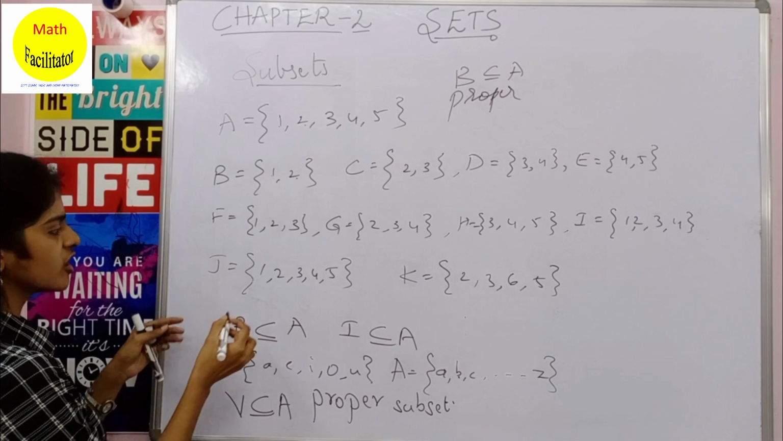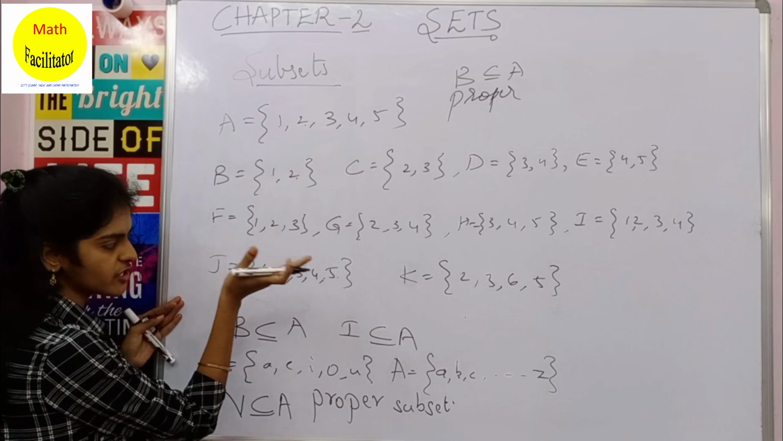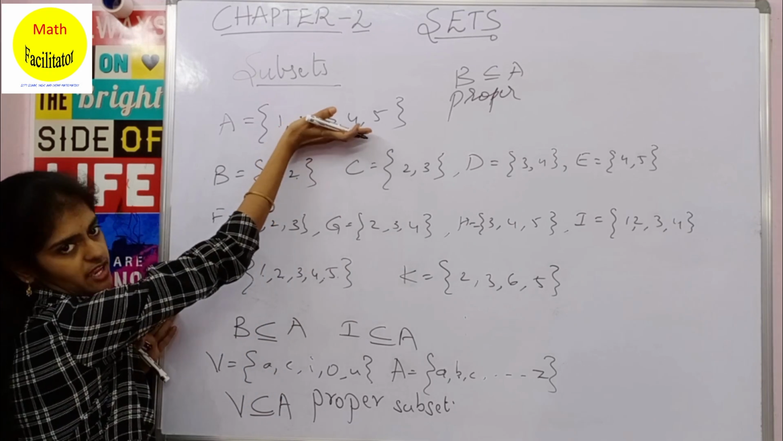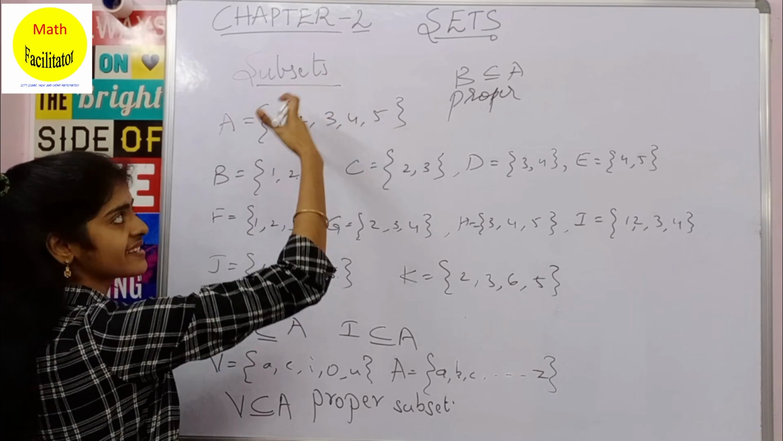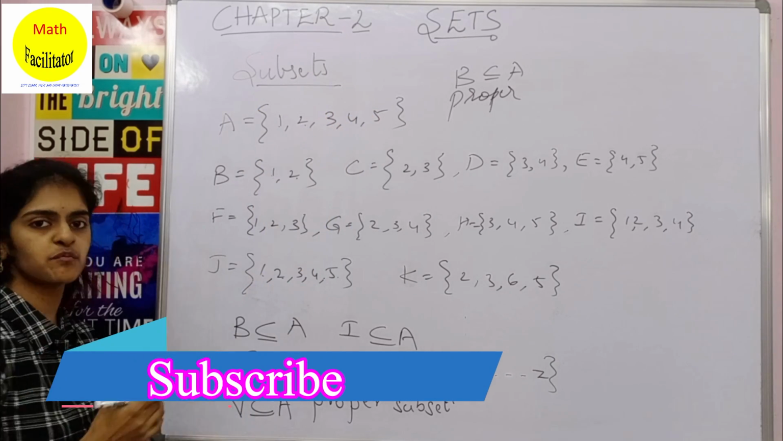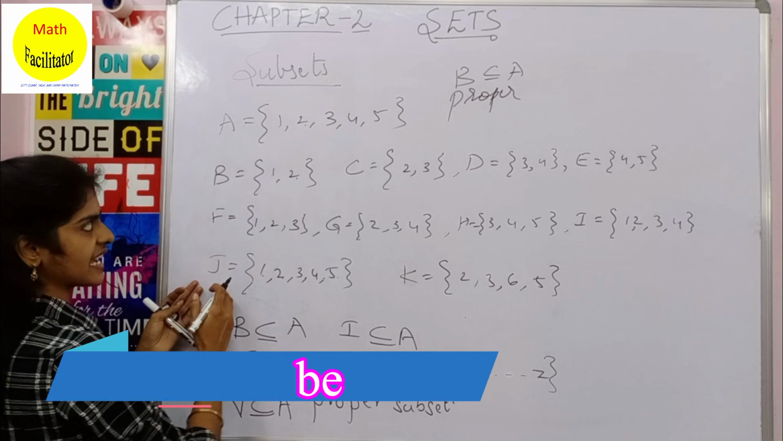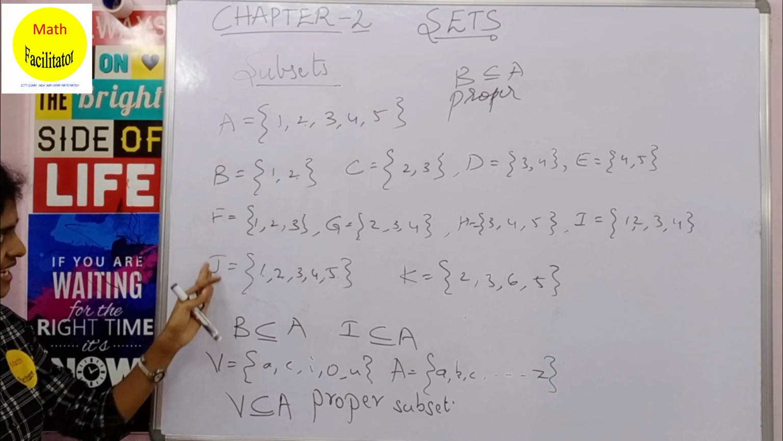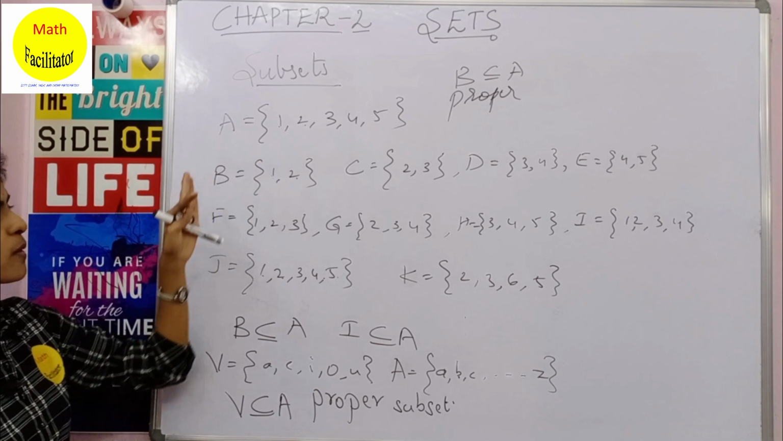Now is J a proper subset of A? No. Why? Because you see 1, 2, 3, 4, 5 are elements of J as well as they are elements of A. But there is no extra element in A which is not there in J. Okay, so you cannot say J is a proper subset of A. It is just a subset of A, but it is not a proper subset of A.